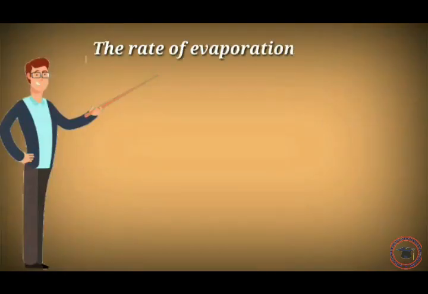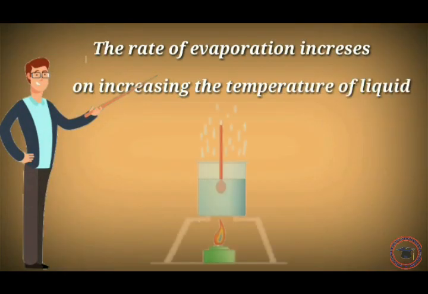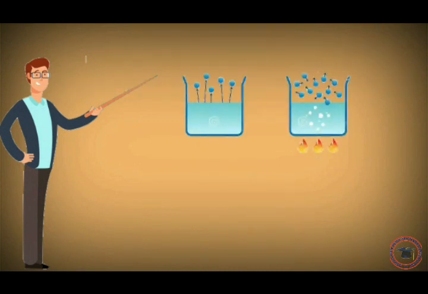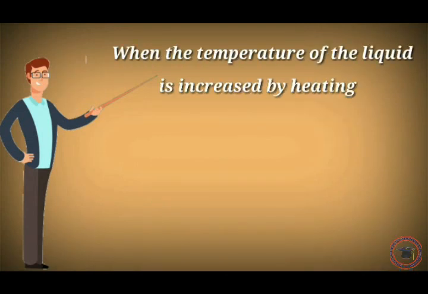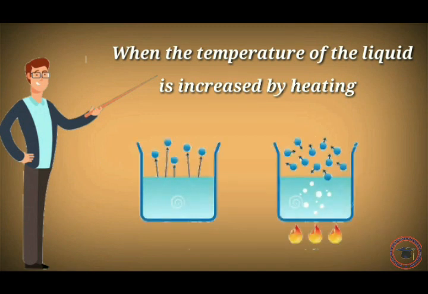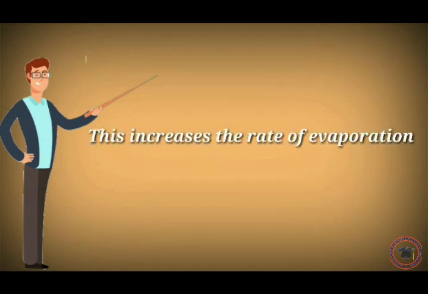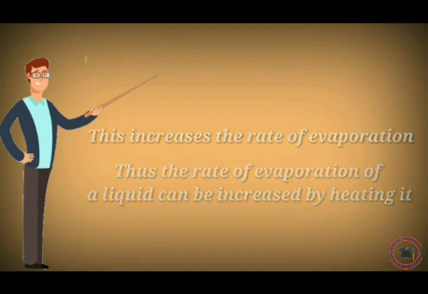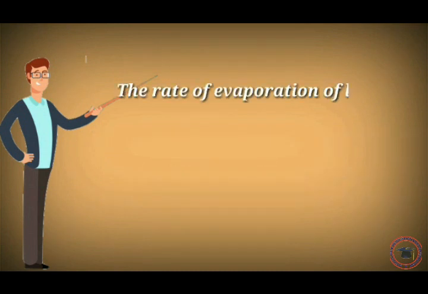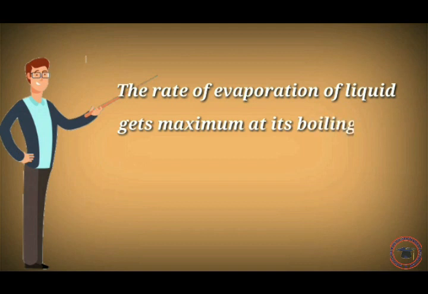The rate of evaporation increases on increasing the temperature of the liquid, or in other words, the rate of evaporation of a liquid increases on heating. When the temperature of a liquid is increased by heating it, more particles of the liquid get enough kinetic energy to go into the vapor state. This increases the rate of evaporation. Thus, the rate of evaporation of a liquid can be increased by heating it. The rate of evaporation of a liquid becomes maximum at its boiling point.